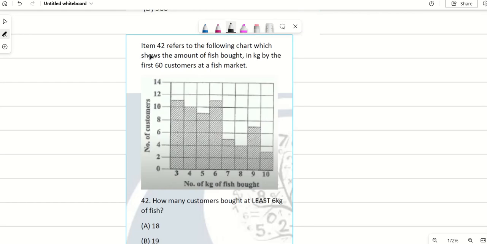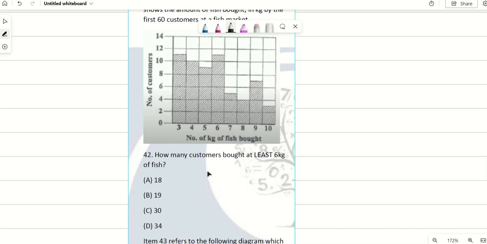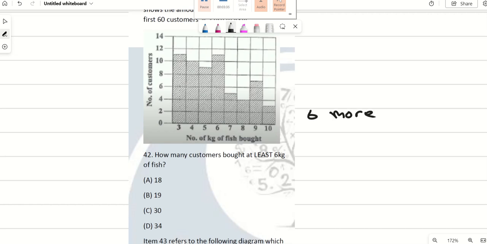Number 42. Item 42 refers to the following chart, which shows the amount of fish bought in kilograms by the first 60 customers at a fish market. How many customers bought at least 6 kilograms of fish? So say the least is 6 kilograms. So that is how many persons bought 3, 4, 5, and 6, right? Because they say for the least, sorry, no, my bad. The least is 6 kilograms, so it would be 6 and more, right? So that would be how many persons bought 6, 7, 8, 9, and 10, right? So let's add that up.